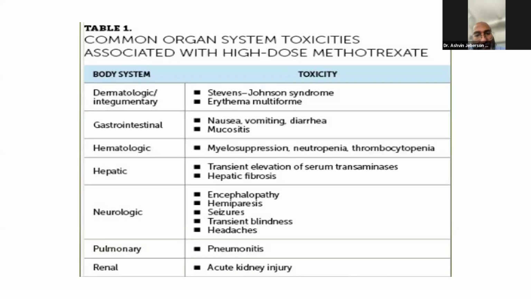These are the same side effects which I talked about. One is SJS sometimes, second is nausea, vomiting, diarrhea, and mucositis. Then myelosuppression, transaminitis, and sometimes you can also have pneumonitis, acute kidney injury, and even neurological complications in the form of encephalopathy.